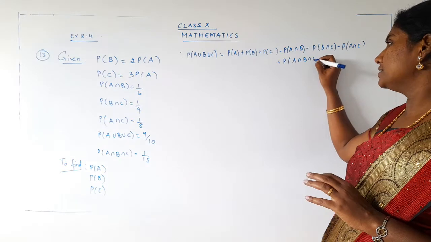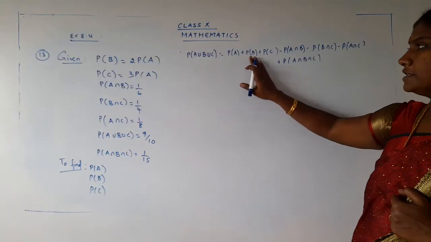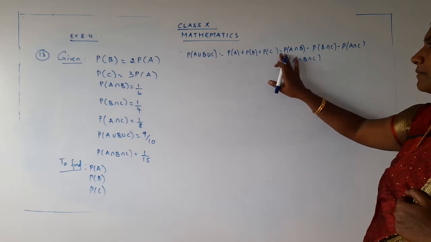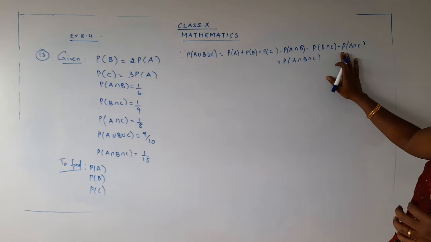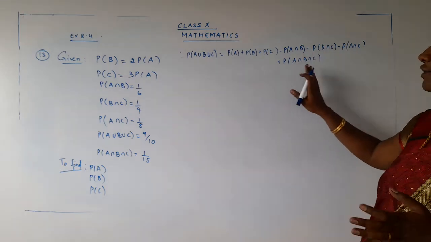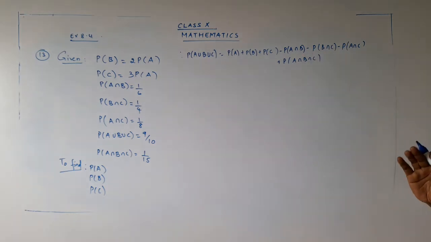So this is what you get here: P of A intersection B intersection C. So P of A plus P of B plus P of C minus P of A intersection B minus P of B intersection C minus P of A intersection C plus P of A intersection B intersection C.